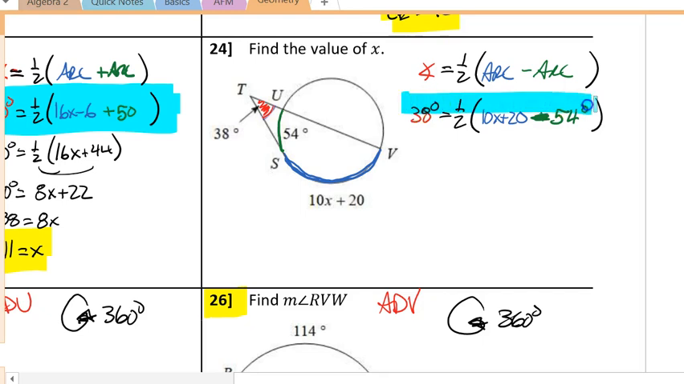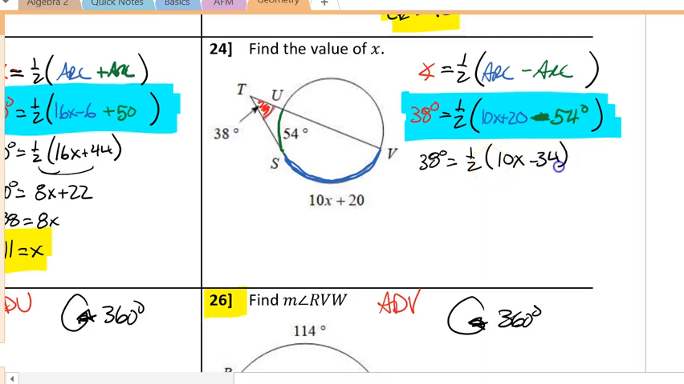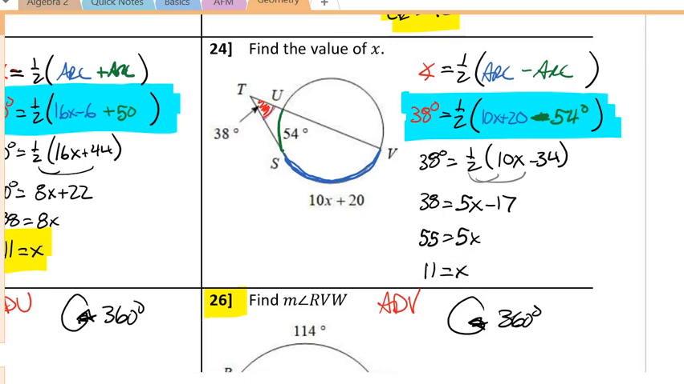So we are now at a scenario where I can actually go ahead and start combining like terms. 38 degrees is equal to 1/2 of 10x minus 34. We'll go ahead and distribute, giving me 38 is equal to 5x minus 17. We'll add 17 to both sides. 55 is equal to 5x. Divide both sides by 5 once again gives me that x is equal to 11.